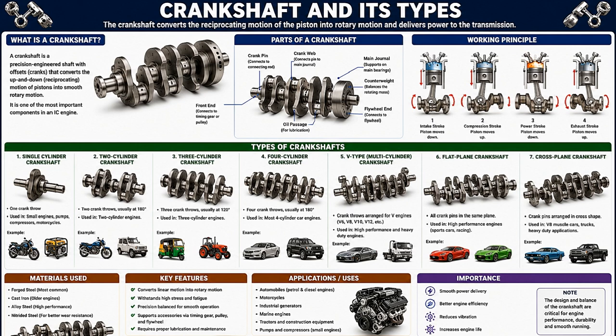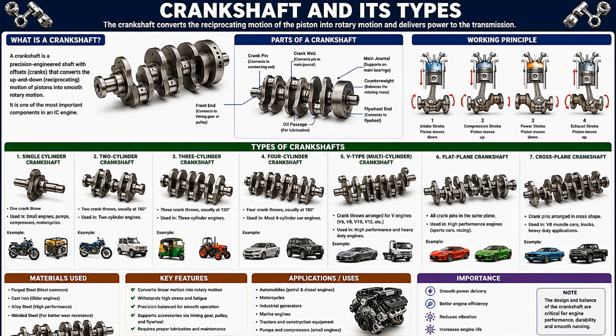Now moving further, we have V-type crankshafts. These are used in V6, V8, and performance engines. More cylinders means more power, smoother rotation, and higher performance. Now look at the flat plane and cross plane crankshafts. Flat plane crankshafts are lightweight and used in racing cars because they can rotate at extremely high speeds. Cross plane crankshafts are heavier but smoother. That is why they are used in muscle cars and heavy duty engines.